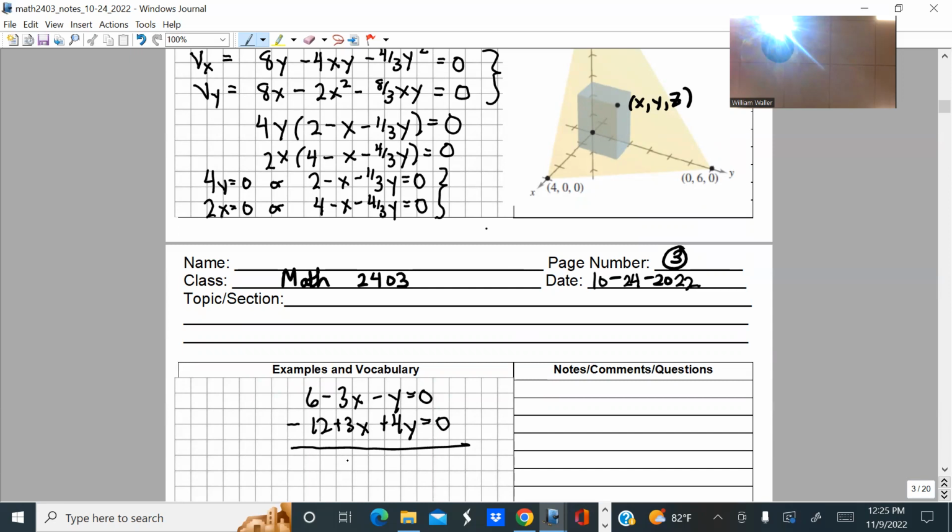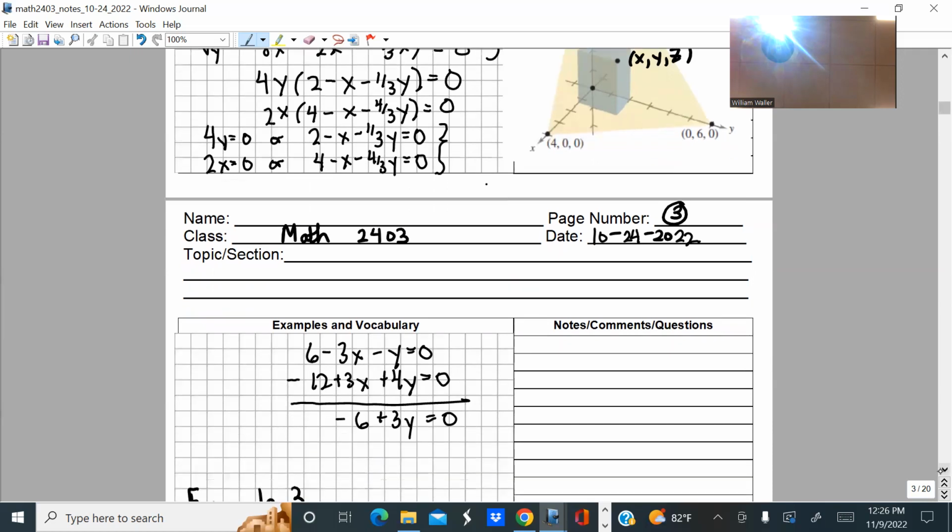Okay, and so you would get what? -6, and then what? Plus 3y is equal to 0. And that means, what does that mean there? y is equal to 2. Oh, thank God. Okay, so there we have y is equal to 2. And if y is equal to 2, what's x going to be equal to?